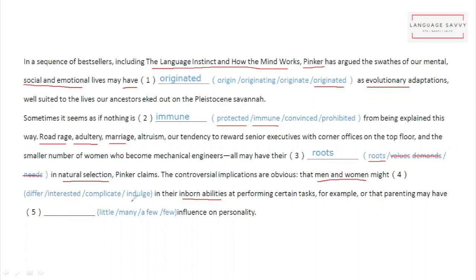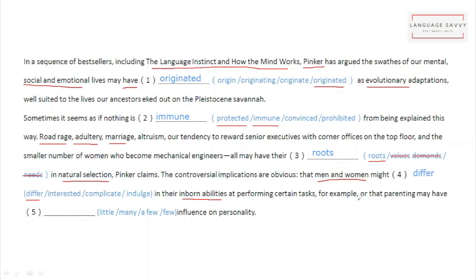Now when we read our options, we didn't even need to go to the second one. The first one is differ, and it obviously is the right answer because we were looking for a word similar to different, and that is differ. Now here we used the context, what was being said in the paragraph, that men and women might dash in their inborn abilities. So we took a hint that we are talking about men and women and their inborn abilities, so they are obviously different. So we had to look for a similar word to different. So the fourth correct answer was differ. So men and women might differ in their inborn abilities at performing certain tasks.